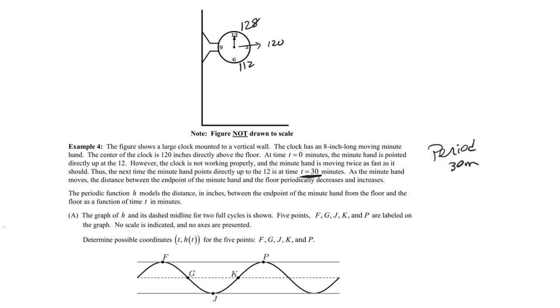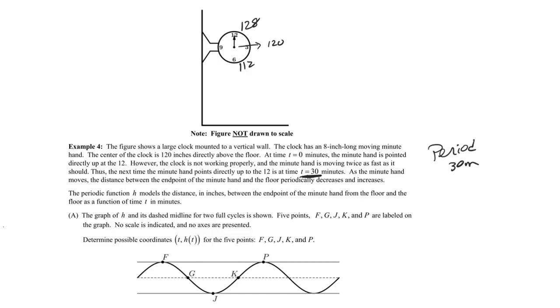All right, as the minute hand moves, the distance between the end of the minute hand and the floor periodically decreases and increases. The periodic function h models the distance in inches between the endpoint of the minute hand and the floor as a function of time in t minutes. So question A here is asking us to find the points for F, G, J, K, and P. I think we've done this before, but let's do it again.